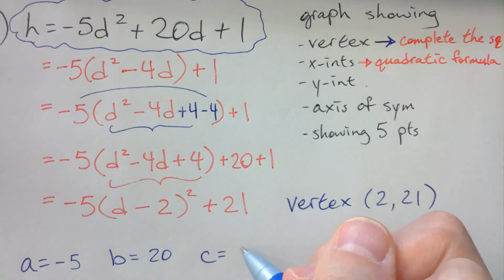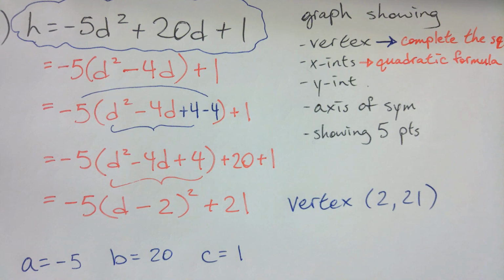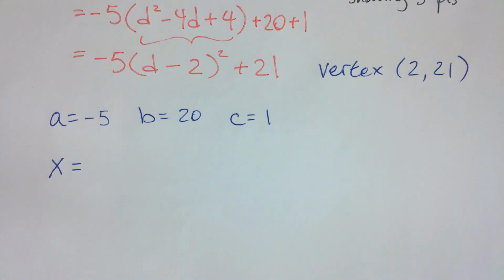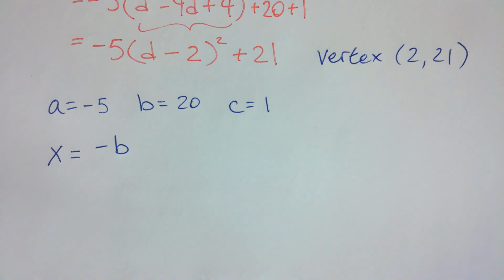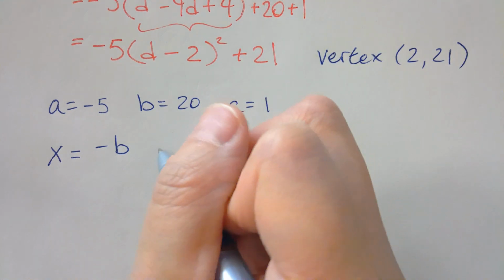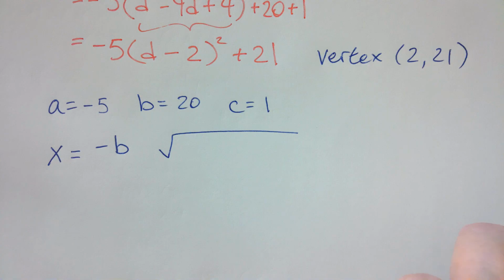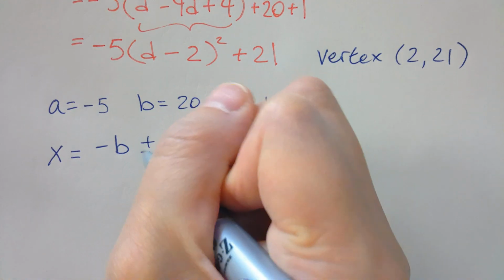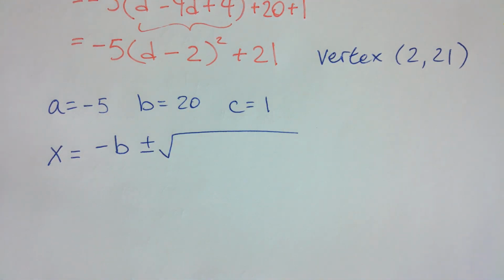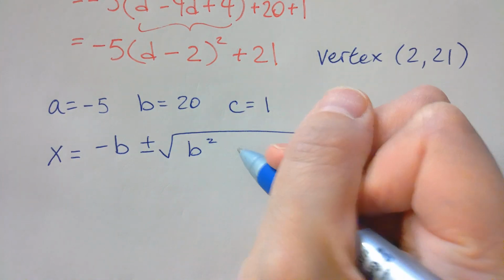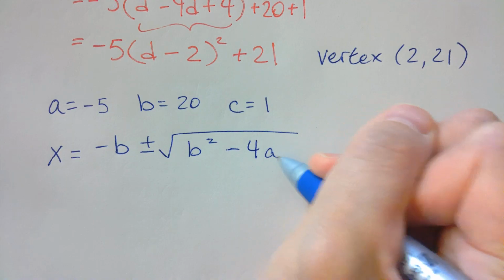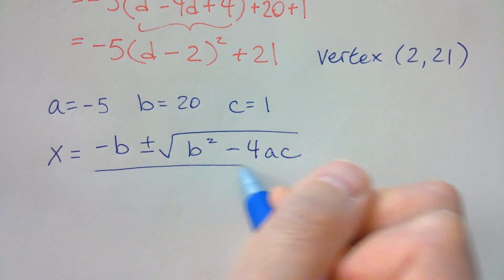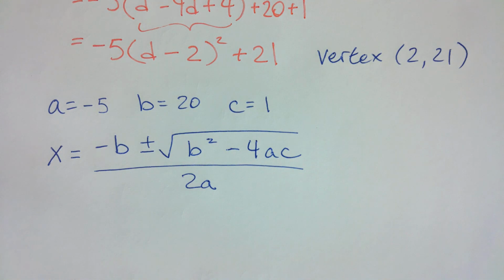Good. All right. Tayden, what is the formula? Yep. First plus minus after the negative b, and then b squared, then minus 4ac, and then all of that under a square root, divided by 2a. Good.